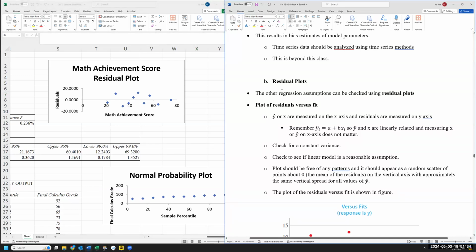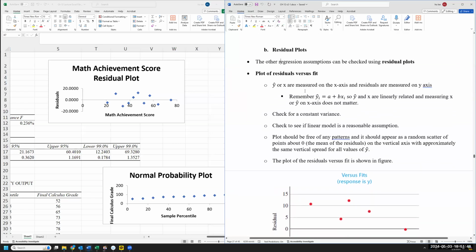Residual plot. Now we're back to residual plot. Other regression assumptions can be checked using a residual plot. It's a plot of residual versus fit, or X. Why do I say or X?